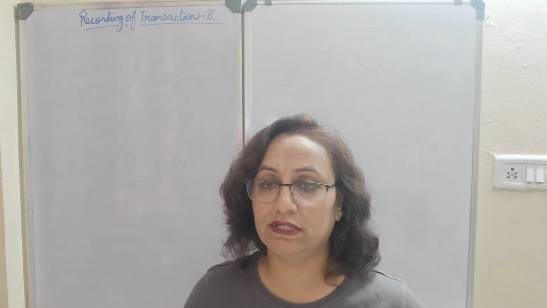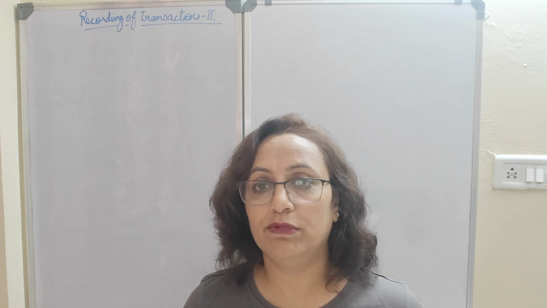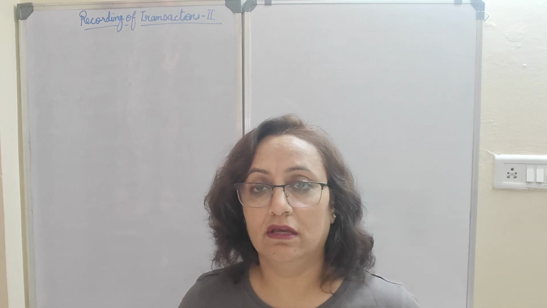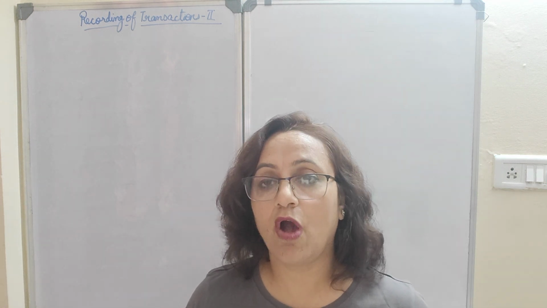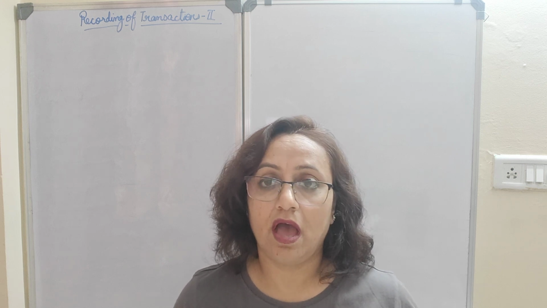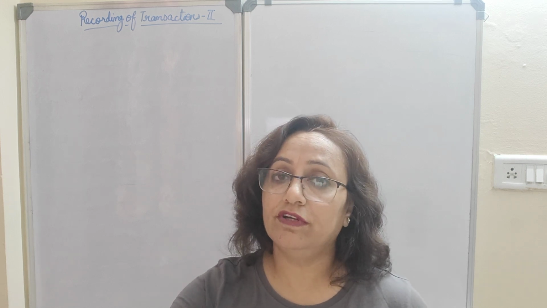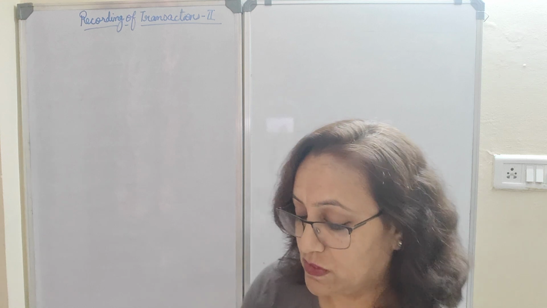Today we are going to learn the next chapter of accountancy. We have completed recording of transactions part 1 in the previous episodes. Today we are going to start with recording of transactions part 2. I request you all to go through the details of journal first, then how we do the posting of entries from journal to ledger. After that come the different books of accounts, or different journals, or different subsidiary books which are maintained, which are as follows.